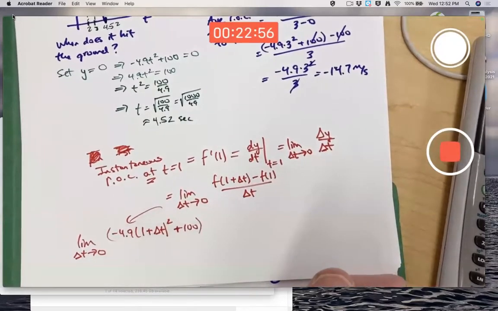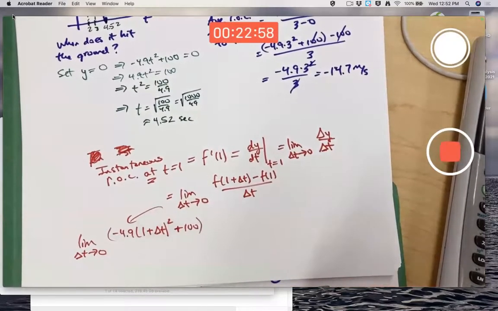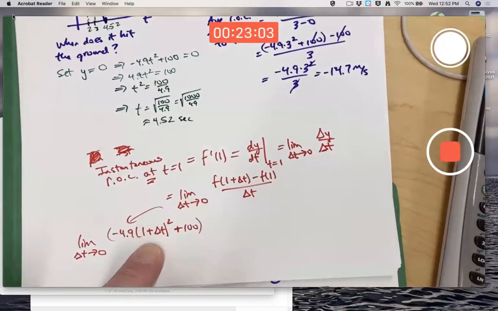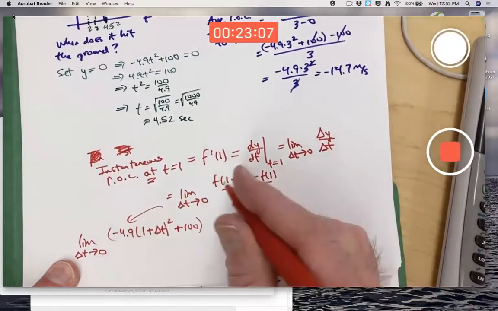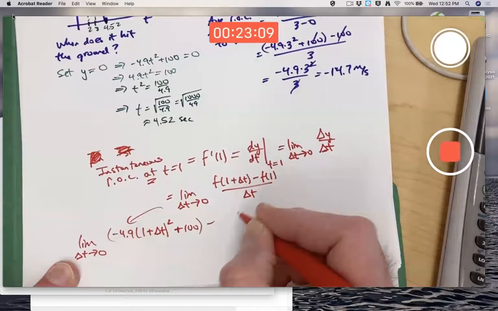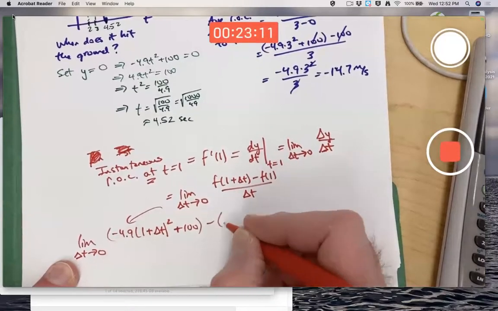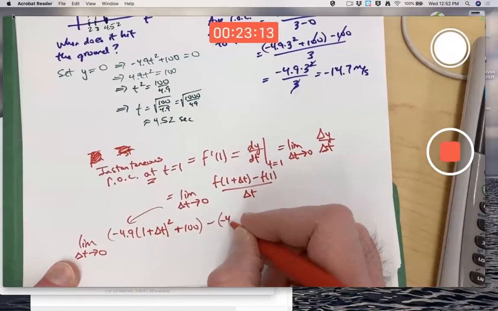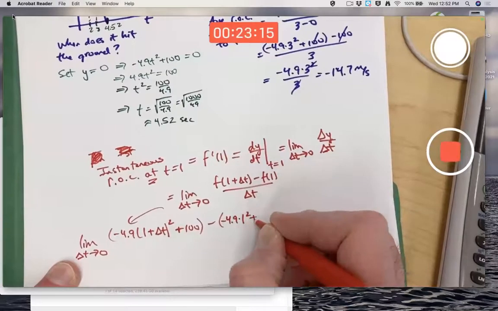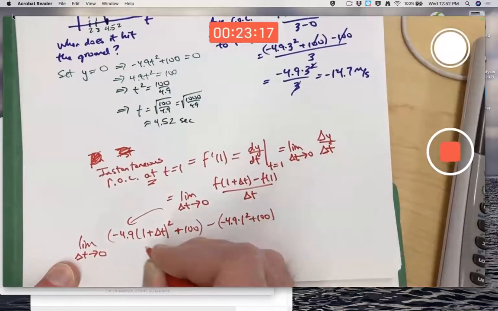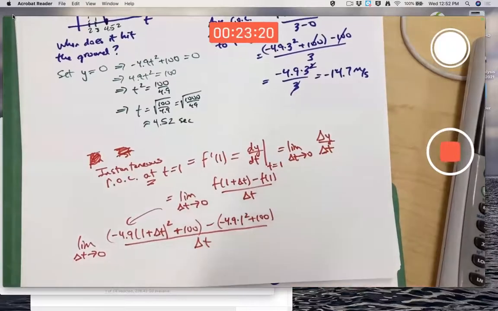I went to the formula at the top, which was negative 4.9 t squared plus 100, and I replaced the t with 1 plus delta t. On the exam, you should have replaced it with 1 plus h. F of 1 is still, well, plug in t equals 1, you get negative 4.9 times 1 squared plus 100. The 100s are still going to cancel here.